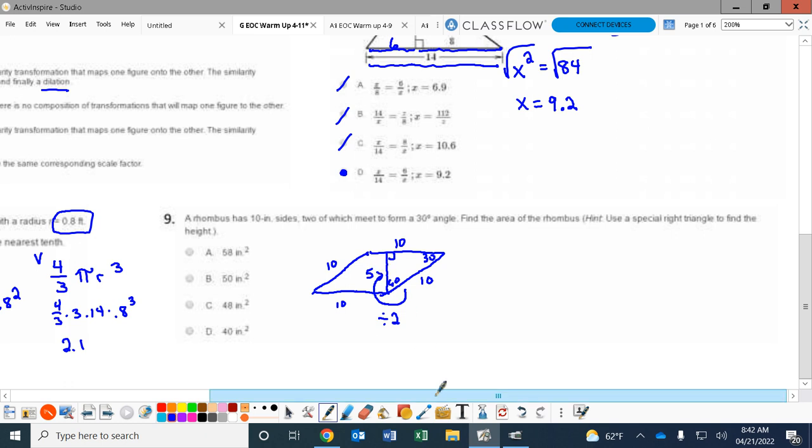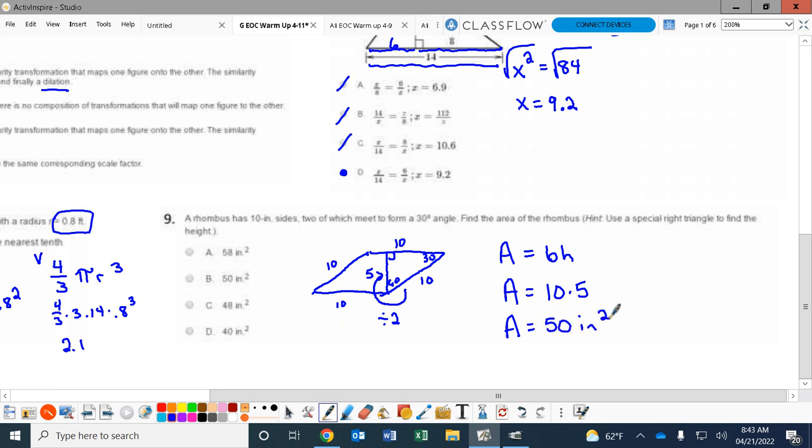A rhombus is also a what? What shape is this other than a rhombus? Not a triangle, the outside shape. This is really important that you know this, guys. A rhombus is just a fancy parallelogram. It just happens to have all the sides the same. The area formula for a parallelogram is area equals base times height. So in this case, what's the base of that shape? 10, and the height we just found at 5. That's it. So the area would be equal to 50 inches squared.